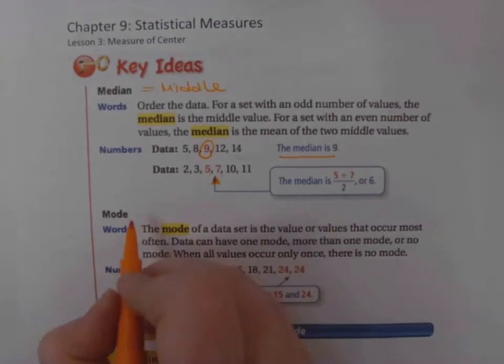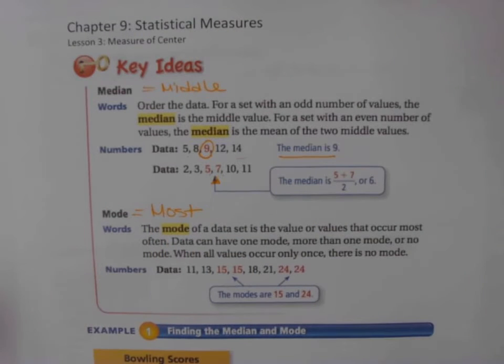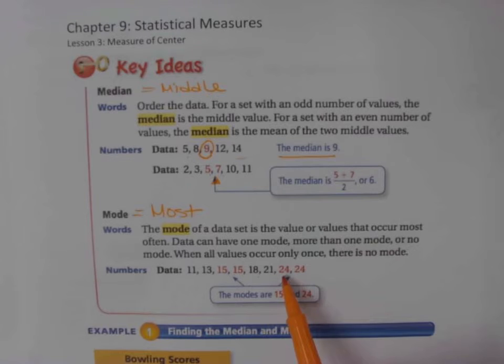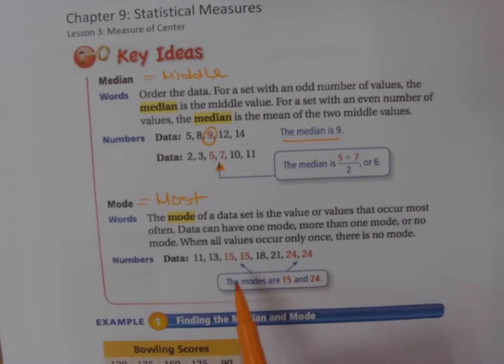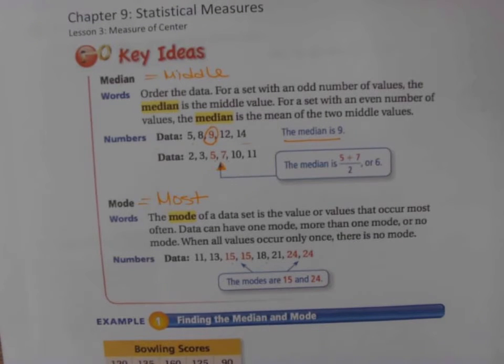The mode, I like to say the mode is the most. You can have one mode, you can have more than one, but basically it is what appears the most. So again, you can order them from least to greatest. Down here we have 11, 13, 15, 15, 18, 21, 24, and 24. You don't have to order them, I just like to in this case because I think it's easier to see. Here we have 2 15s and 2 24s. Those appear the most amount of times, so you have 2 modes: 15 and 24. So mode is just which numbers appear the most, and median is what is in the middle.